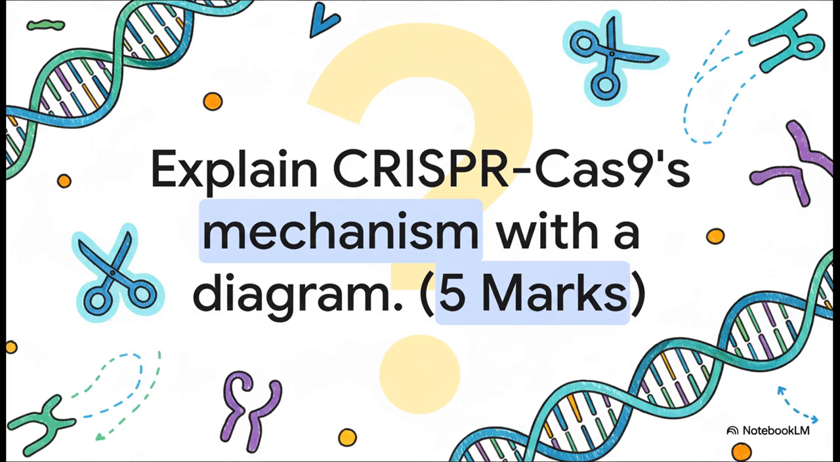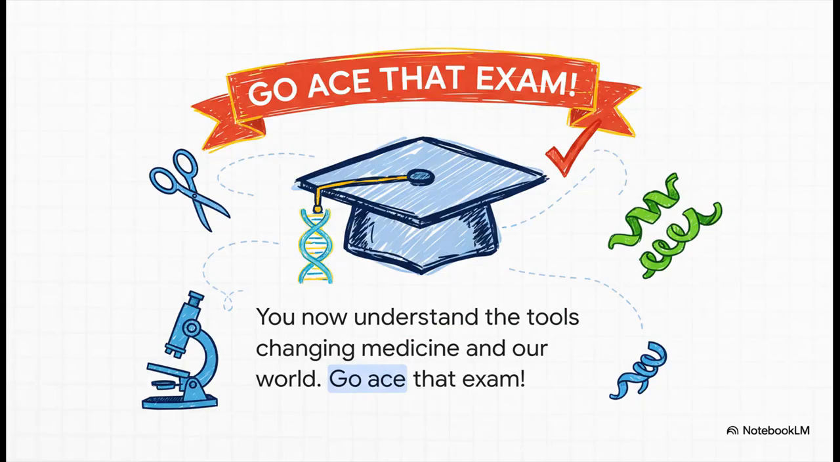And here is a very, very important question for your boards. This type of question comes up so often. After this, take some time and try to write out the answer for 5 marks. Use the points and the diagram we just discussed about the guide RNA and the Cas9 scissors. Remember, practice makes perfect. And that's it for our revision today.